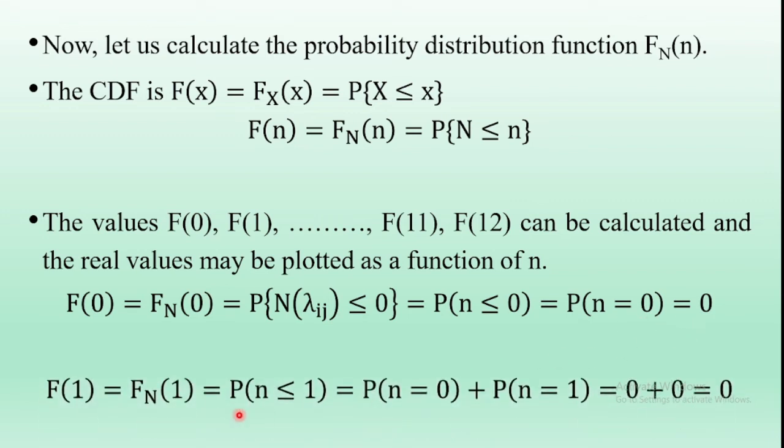Next, find out the cumulative distribution function for small n equal to 1. F_N of 1 is equal to the probability of N less than or equal to 1. Now here, n values start from 0. So the probability of N less than or equal to 1 means the probability of N equal to 0 plus the probability of N equal to 1. These values are already calculated: the probability of N equal to 0 is 0 and the probability of N equal to 1 is 0. 0 plus 0 is 0.